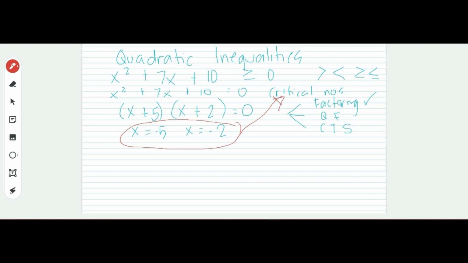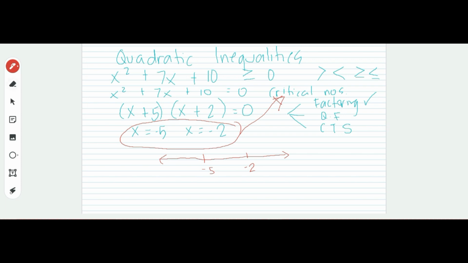Now, we will put these critical numbers on the number line so we can identify our test numbers, which we will be using in our test intervals so we can identify the answer for our quadratic inequality. So here are our critical numbers. If we put these on a number line, this will be -5. In a number line, the numbers need to be in order, so -5, then after the -5, it's -2. This is your number line with your critical numbers. We will identify the test numbers.